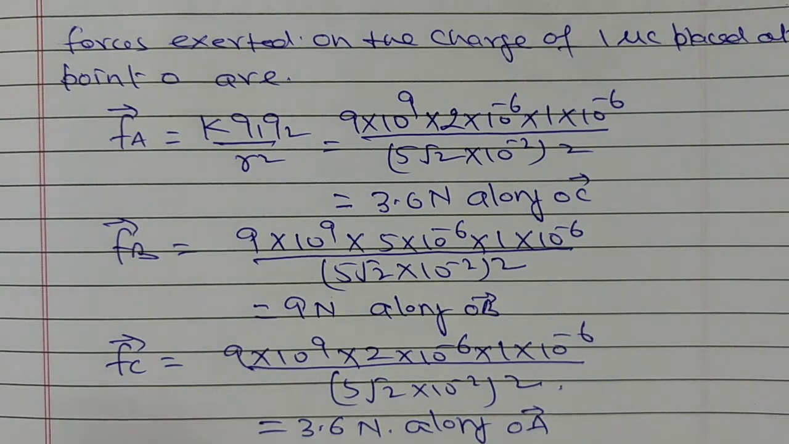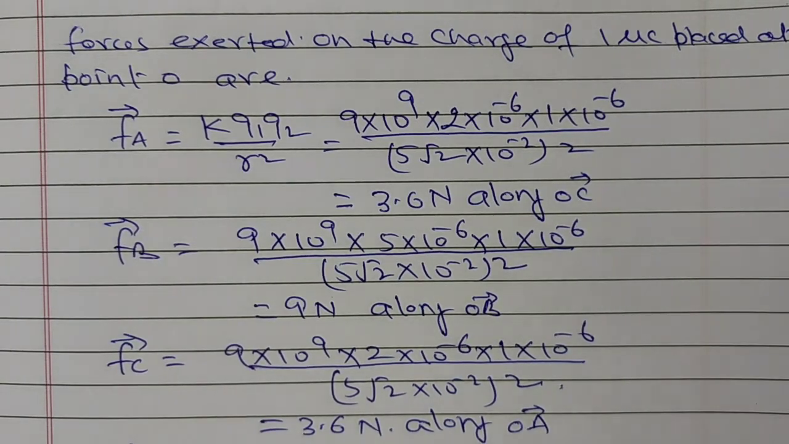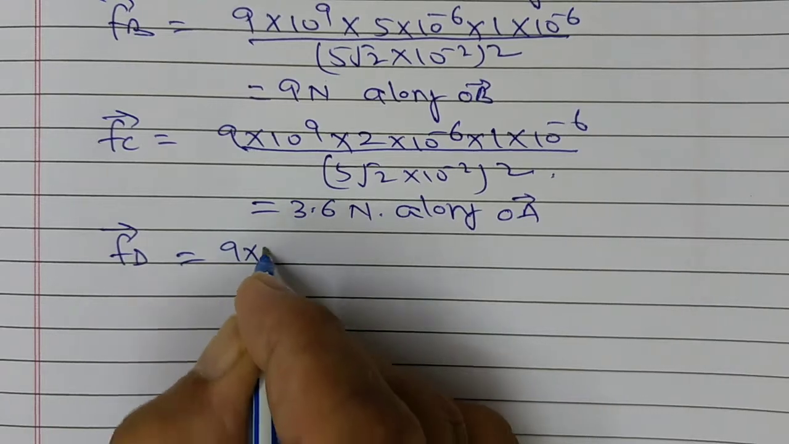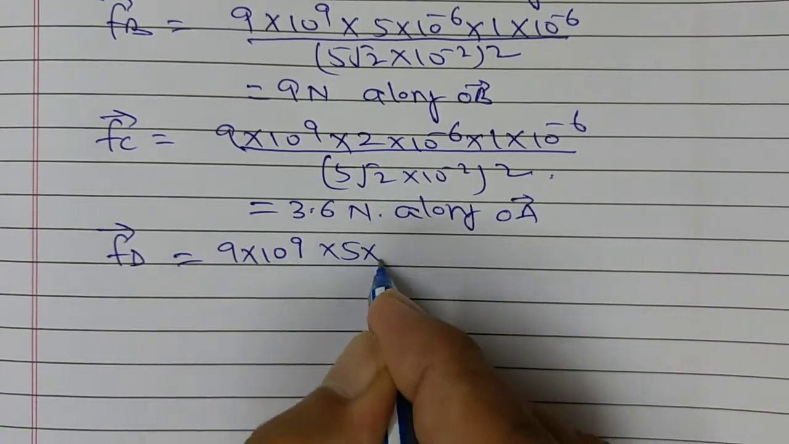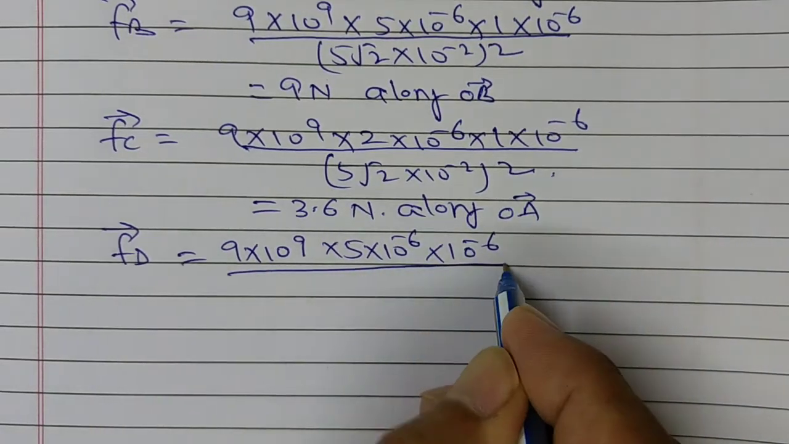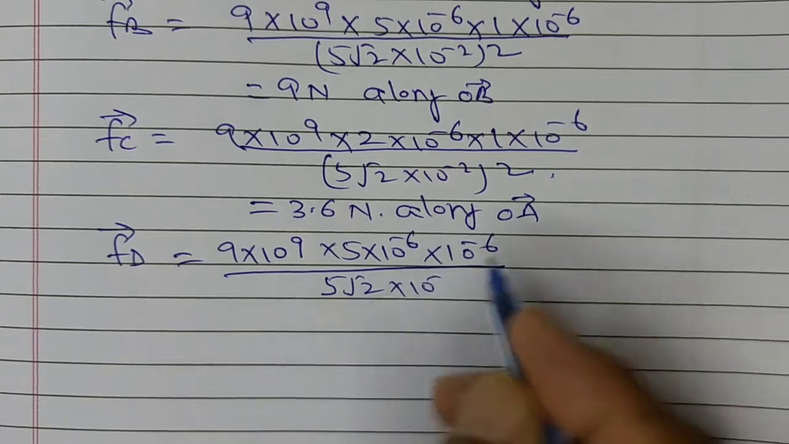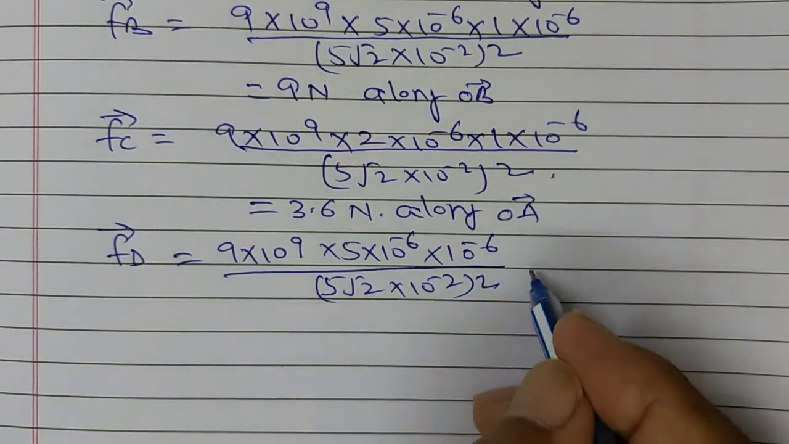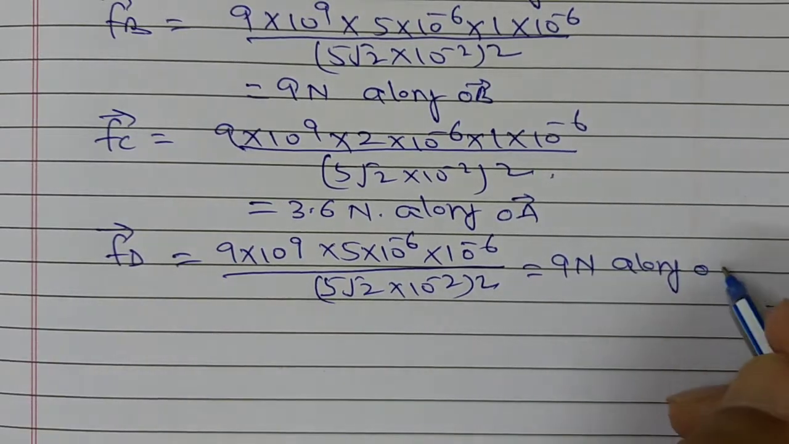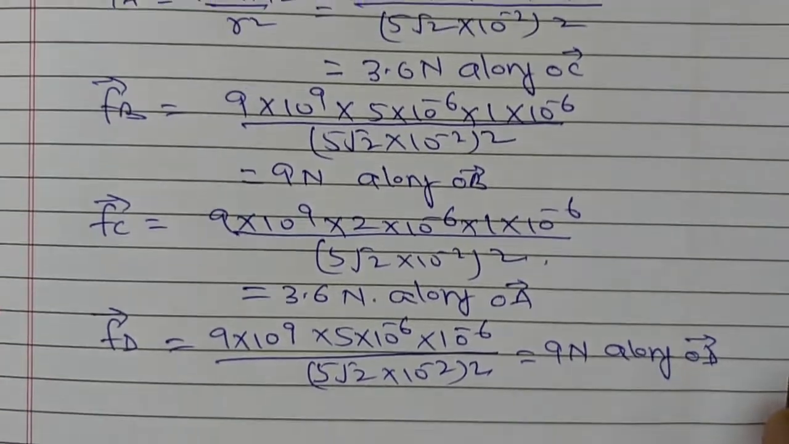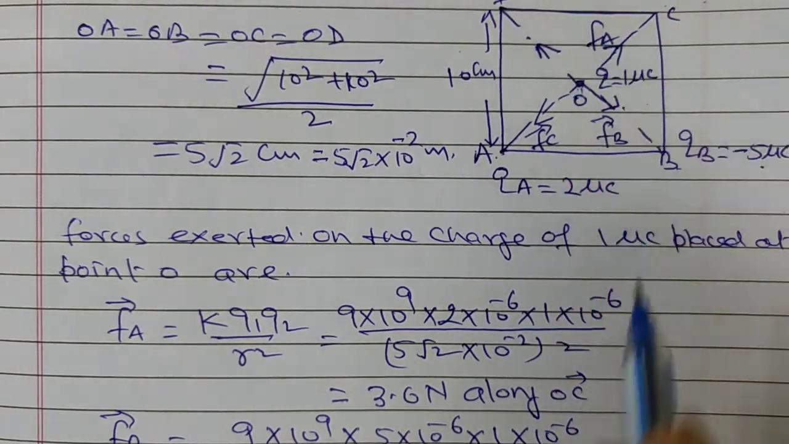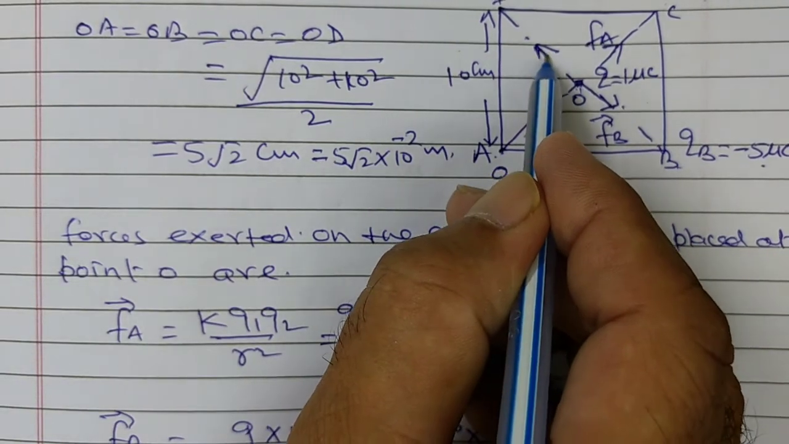Now the force FD is equal to, formula is again same, and on putting the values, this is 9 into 10 to the power 9 into 5 into 10 to the power minus 6 into 1 into 10 to the power minus 6 upon 5 root 2 into 10 to the power minus 2, this whole square, and this is equal to again 9 Newton, and the direction of this force is along OD, because this is negative and this is positive charge, therefore this is attractive force.